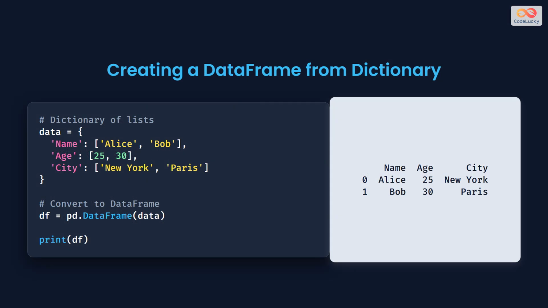You can create a data frame from a Python dictionary. Here, the keys become the column names, and the values are lists of data. When we pass this dictionary to the DataFrame constructor, Pandas organizes it into a neat table with rows and columns.